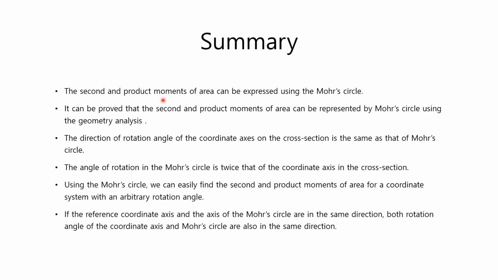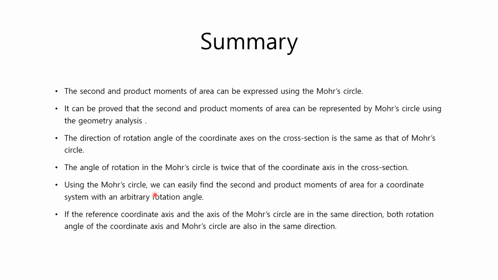Here we have a summary. The second and the product moments of area can be expressed using the Mohr circle. It can be proved that the second and the product moments of area can be represented by Mohr circle using the geometry analysis. The direction of rotation angle of the coordinate axis on the cross-section is the same as that of Mohr circle. The angle of rotation in the Mohr circle is twice that of the coordinate axis in the cross-section.